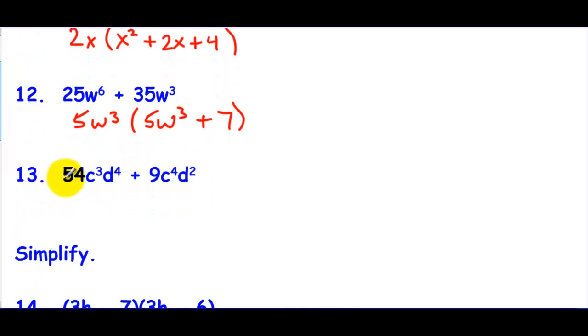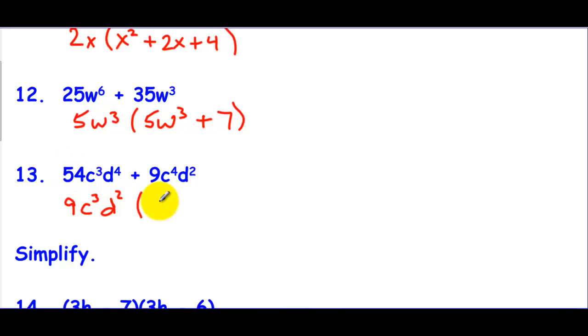Problem 13. 54 and 9 have a 9 in common. I see c's in common. I can take away 3 of those because I run out of c's at 3 here. And I'm going to say they also have d's in common. And I can only take away 2 because there's only 2 in this spot, so d squared. So again, this one's going to be a little bit trickier.